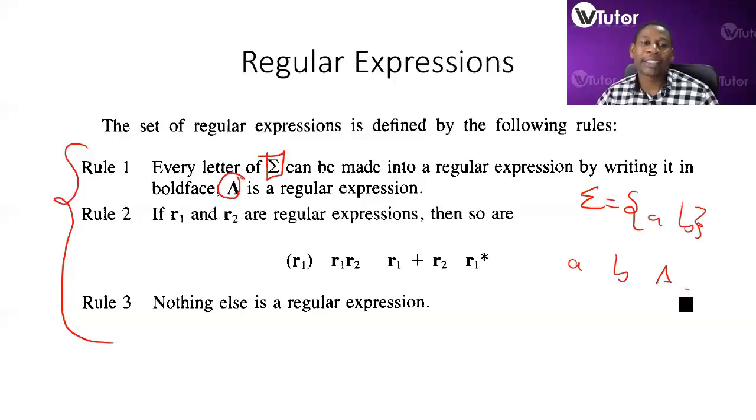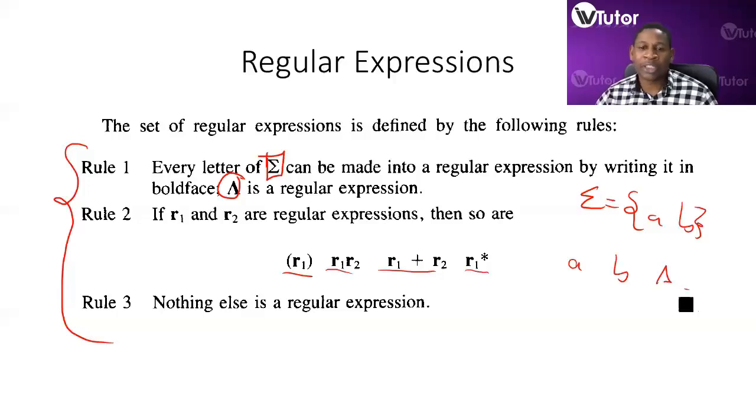Then next, we formulate the remainder of the regular expressions. If R1 and R2 are regular expressions, then so are R1R2, R1 + R2, R1 star (the Kleene closure), and R1 in brackets. And then the third rule: nothing else is a regular expression. So this is how we formulate regular expressions.